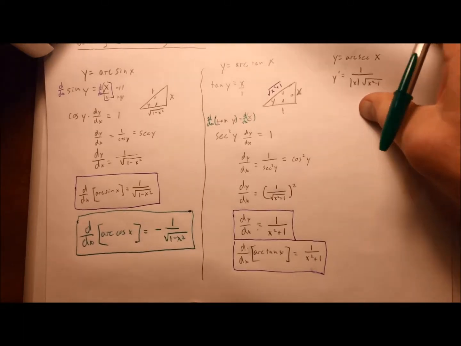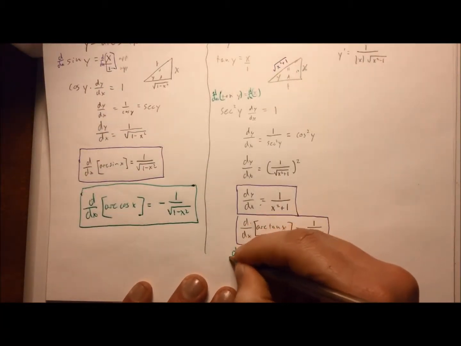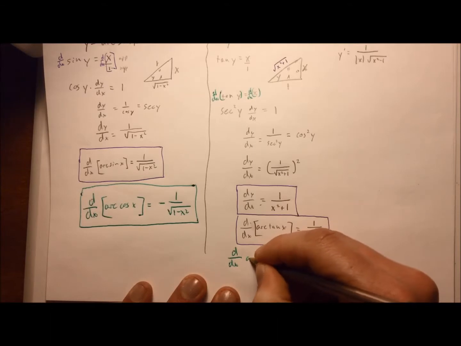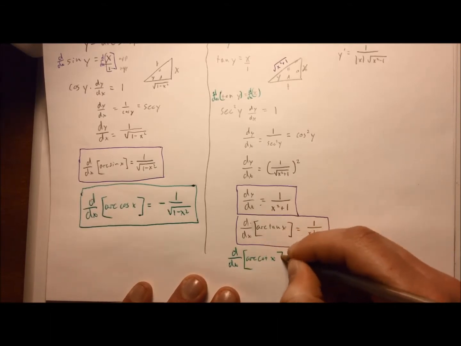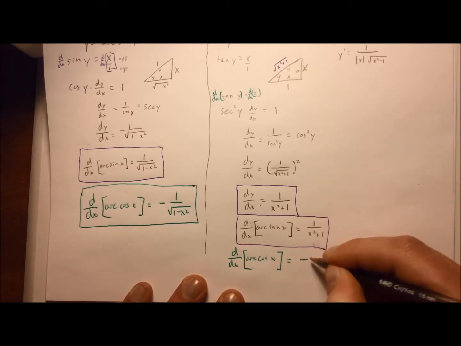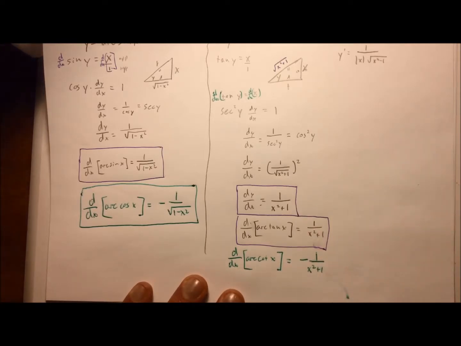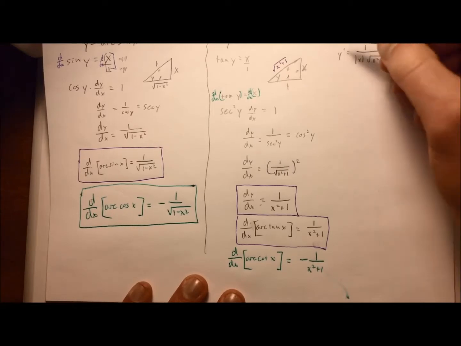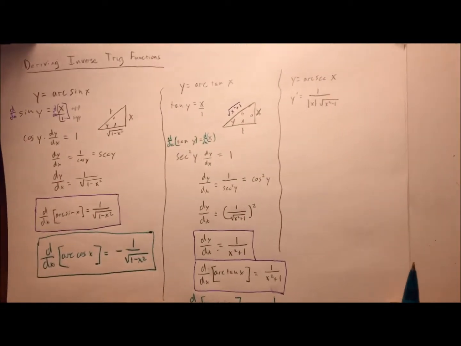What's the derivative of arc cotangent, you say? Negative 1 over x squared plus 1. I won't make you earn this last one.